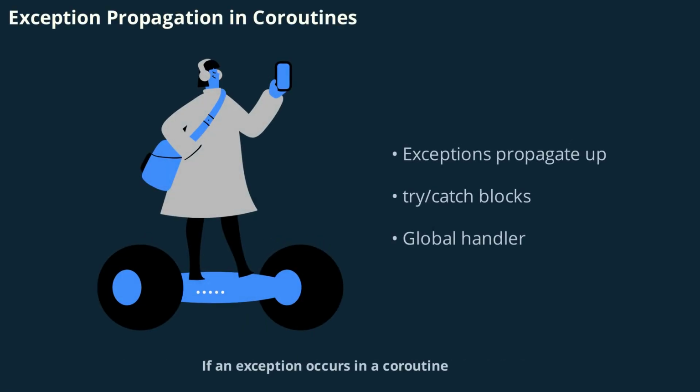If an exception occurs in a coroutine, it will be propagated to the parent coroutine or the coroutine scope. To handle exceptions, use try-catch blocks within coroutines or set a global exception handler using CoroutineExceptionHandler.